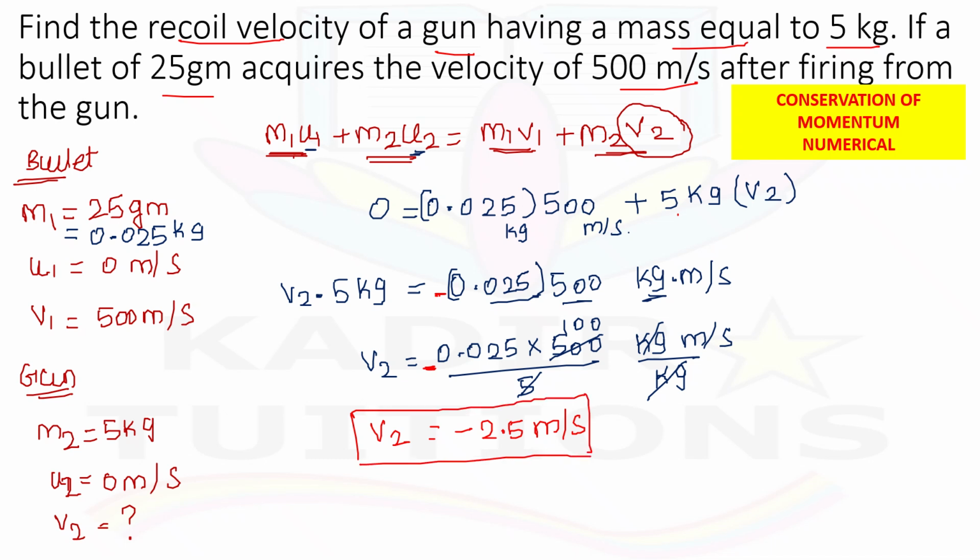Why is this velocity negative? Because the gun is moving in the opposite direction of the bullet. Initially the gun will be like this, just consider this as a gun, and the bullet is moving like this. During the recoil process, the gun is going to move in the backward direction, which is completely opposite to the direction of the bullet. That's the reason we get the recoil velocity as negative. Hope you understood. Thank you.